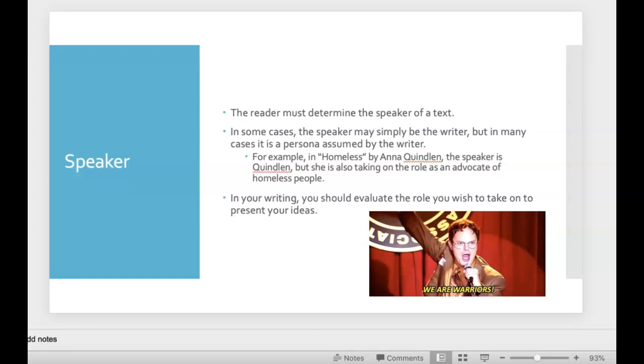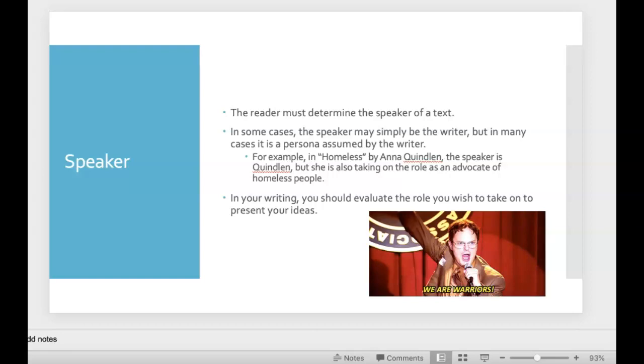You see, because when we're reading that essay, we understand that Anna Quindlen's not simply just trying to inform us about the homeless problem within America. She's wanting her readers, particularly the readers of Newsweek, where the essay was published, to do something about it. She's wanting people to understand that homeless people are not simply just some issue or problem, but they're people who are humans who need help, and that we, the reader in that case, should take action to help the problem. In your writing, you should evaluate the role you wish to take on to present your ideas.